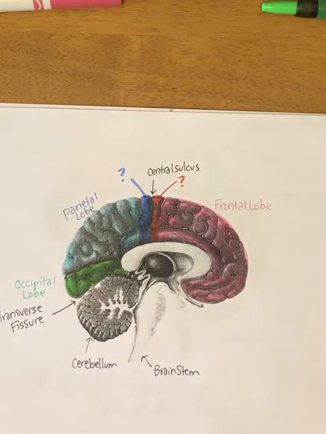Now what we can see is the corpus callosum. So we are going to label the corpus callosum. Let me find a color I want to use.